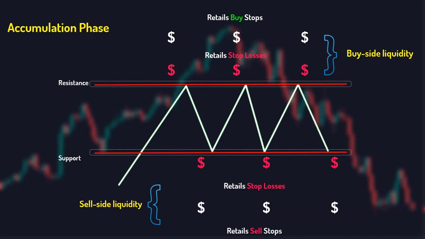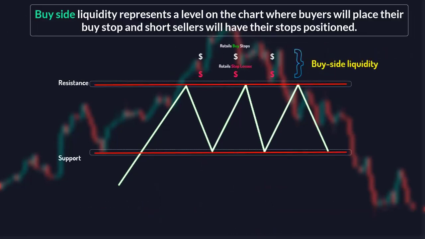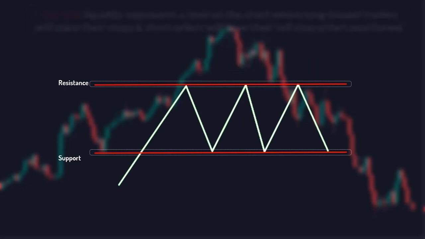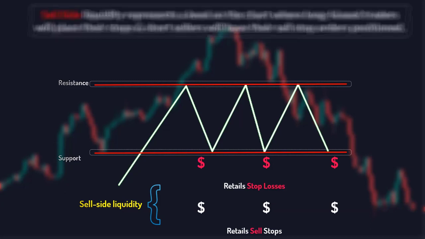Essentially they represent the same concept, but they point in opposite directions. Buy-side liquidity represents a level on the chart where buyers will place their buy stop and short sellers will have their stops positioned, and it is going to be on the buy side of the chart. And the sell-side liquidity is just the opposite. It represents a level on the chart where long bias traders will place their stops and short sellers will have their sell stop orders positioned, and it is going to be on the sell side of the chart.